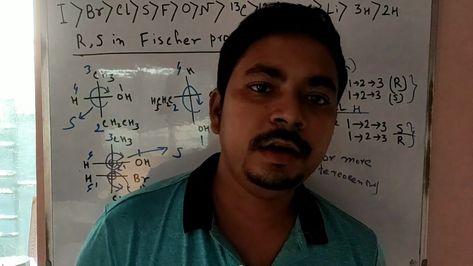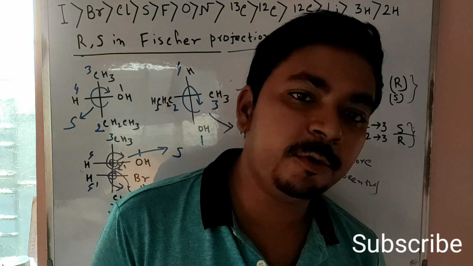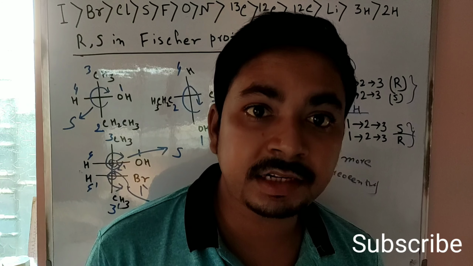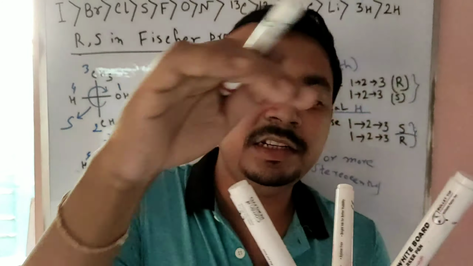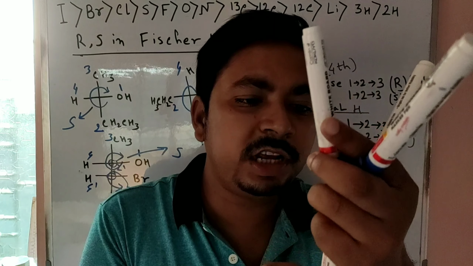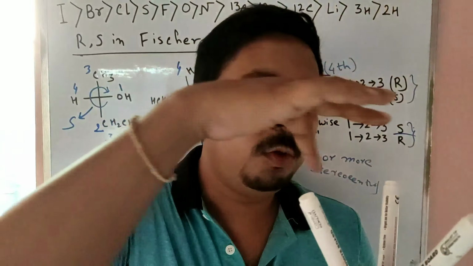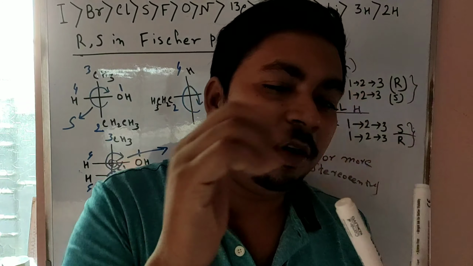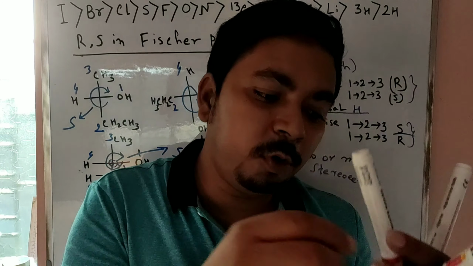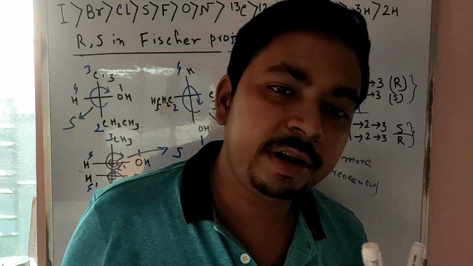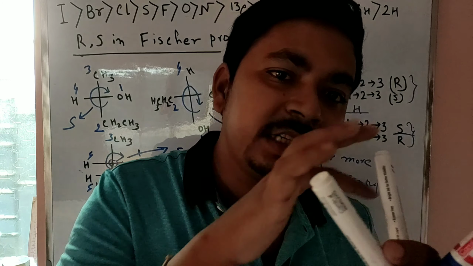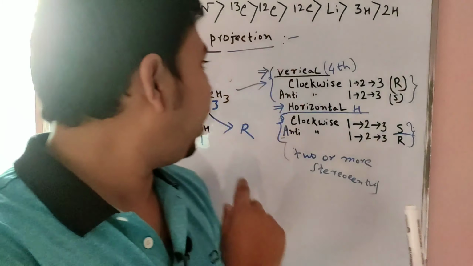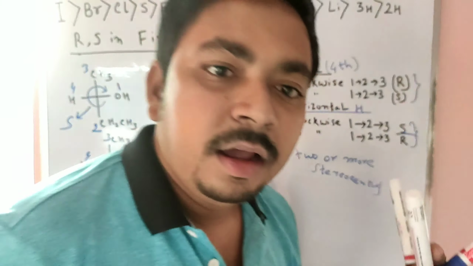Hello friends, now we discuss RS in Fischer projection. As per our previous discussion, when the fourth group is downside and the three groups are clockwise, this notation we call R, and when anti-clockwise, with the fourth priority group downside, this one is S. Today we discuss the Fischer projection formula, and this rule applies only to one stereo center.